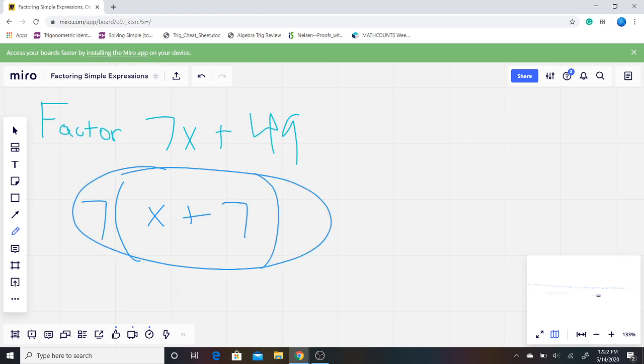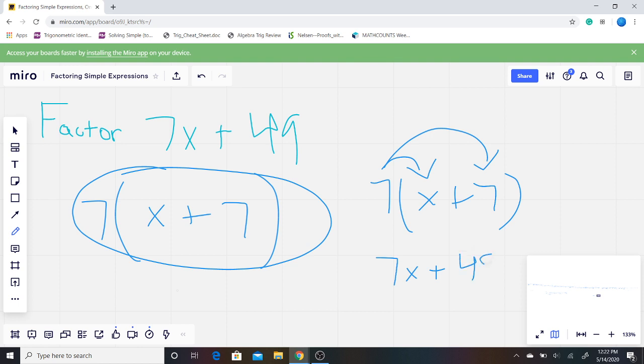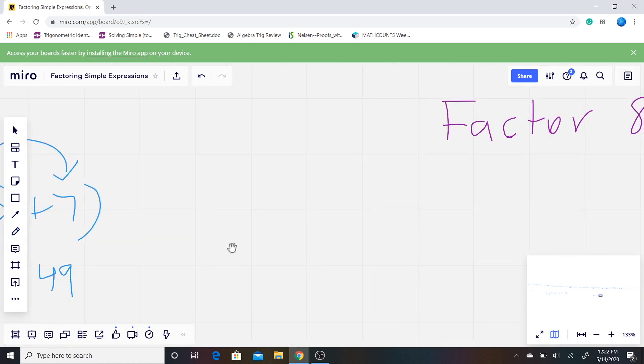This looks like a distributive property problem. If you want to check your answer, do this. Like we did in our last video, we would have taken this and said 7 times the x plus the 7 times the 7, and that's 49. That checks out, so our answer is correct. Now, let's move on to another example.